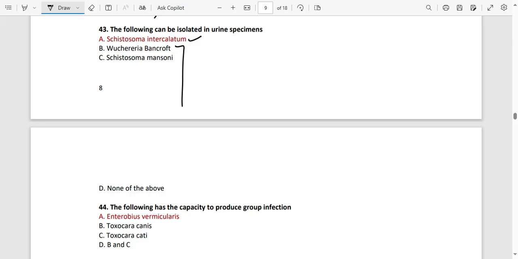So I was saying, what does Schistosoma mansoni cause? First, Wuchereria bancrofti. That is okay. This is a lymphatic filarial worm, right? So it will cause lymphatitis. And then Schistosoma mansoni. Anyone? So this guy causes bilharzia.